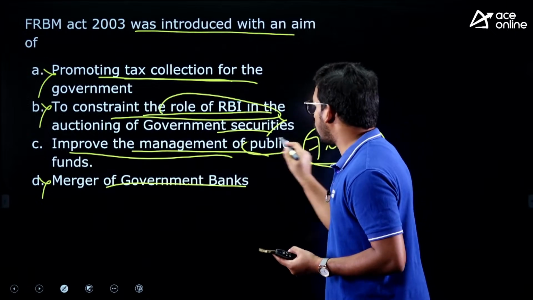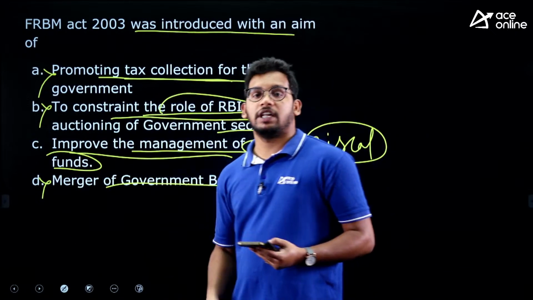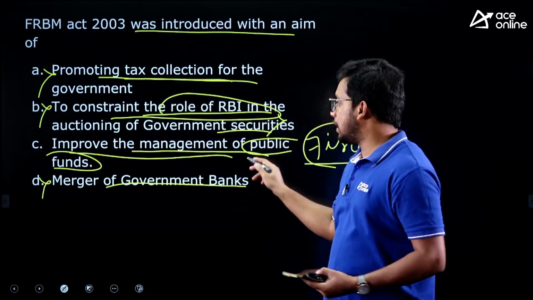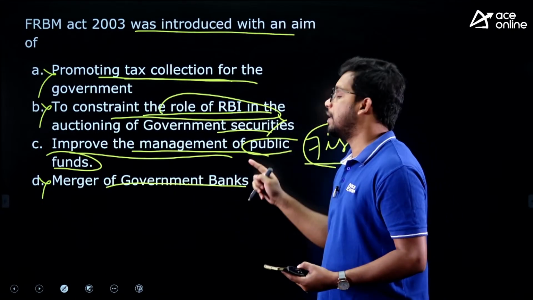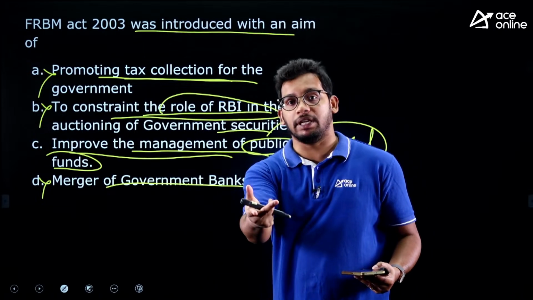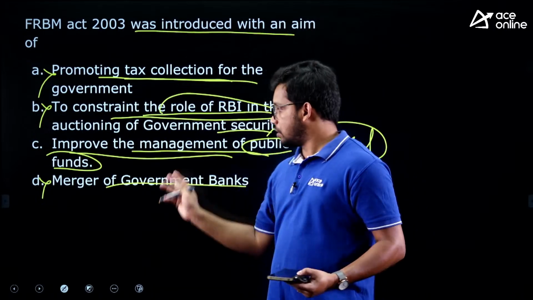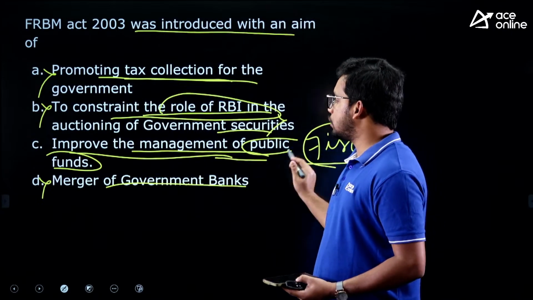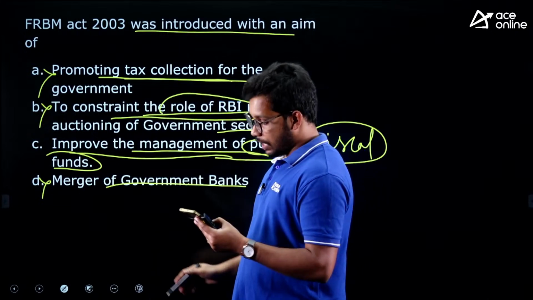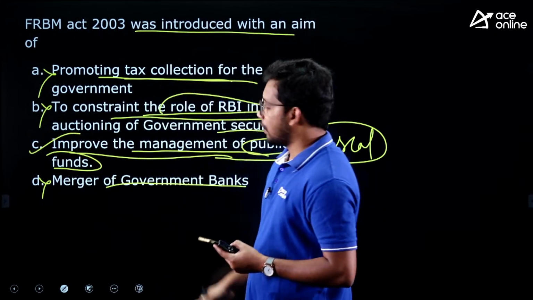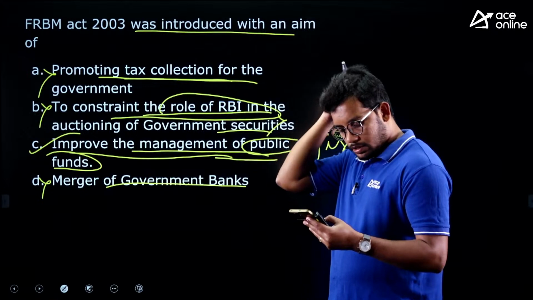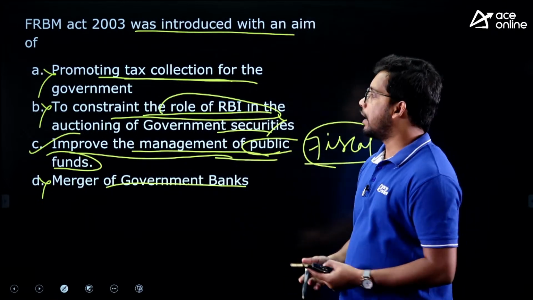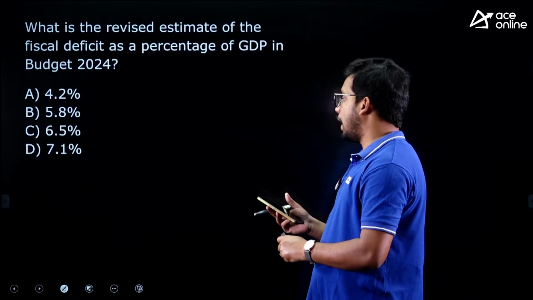Public funds means what? That means government funds itself. So fiscal responsibility, budget management is to manage the public funds properly. Government should not give freebies or vastly do the expenditures. They should optimally create infrastructure, collect the proper taxes. All these things should be properly managed. So answer is C. Most of you haven't answered. Here public funds means government funds, right? So that is the aim of FRBM Act.